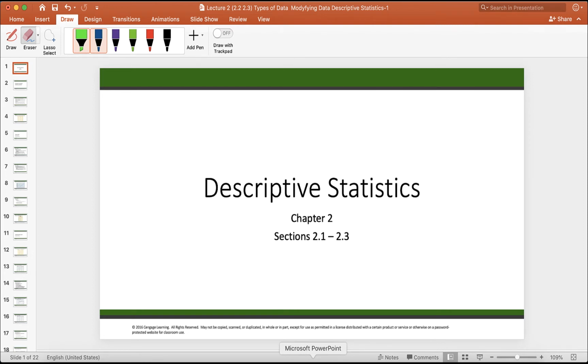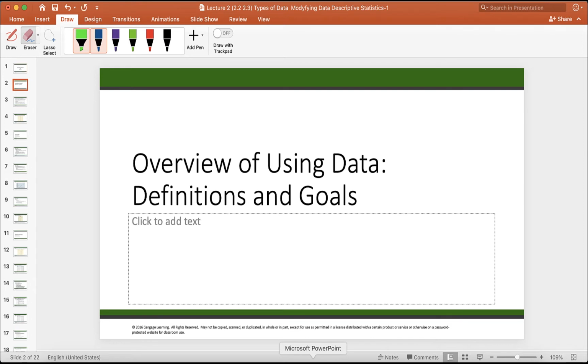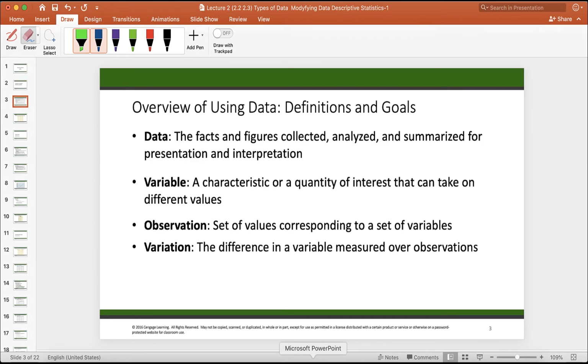So let's look at Descriptive Statistics, Chapter 2, Sections 2.1 through to 2.3. So let's see what we have here. Let's look at some definitions we've got.